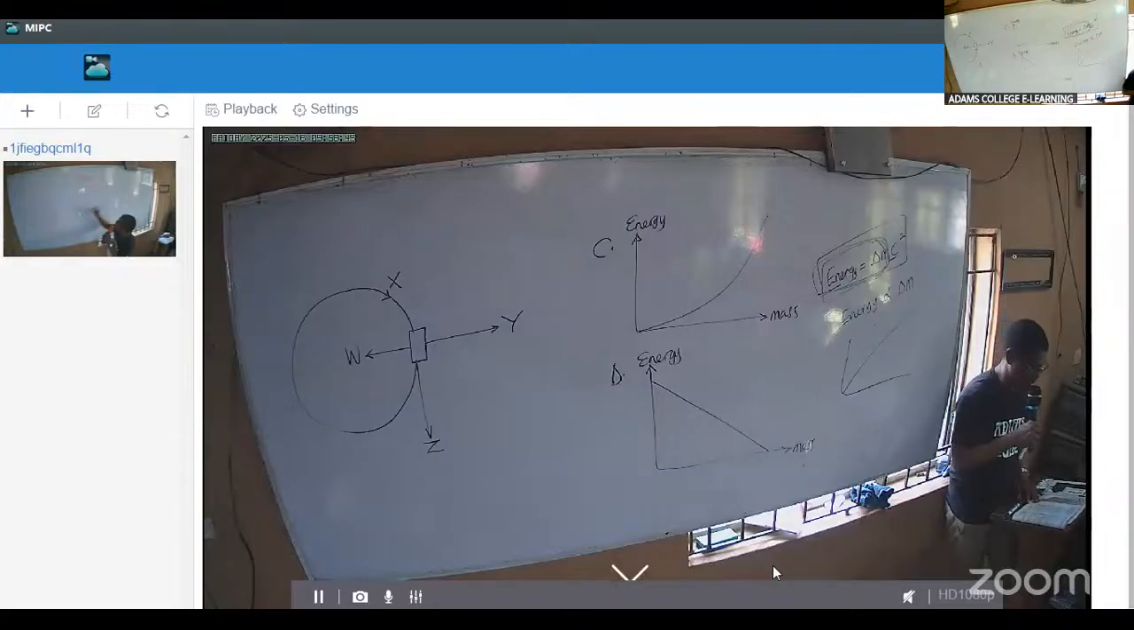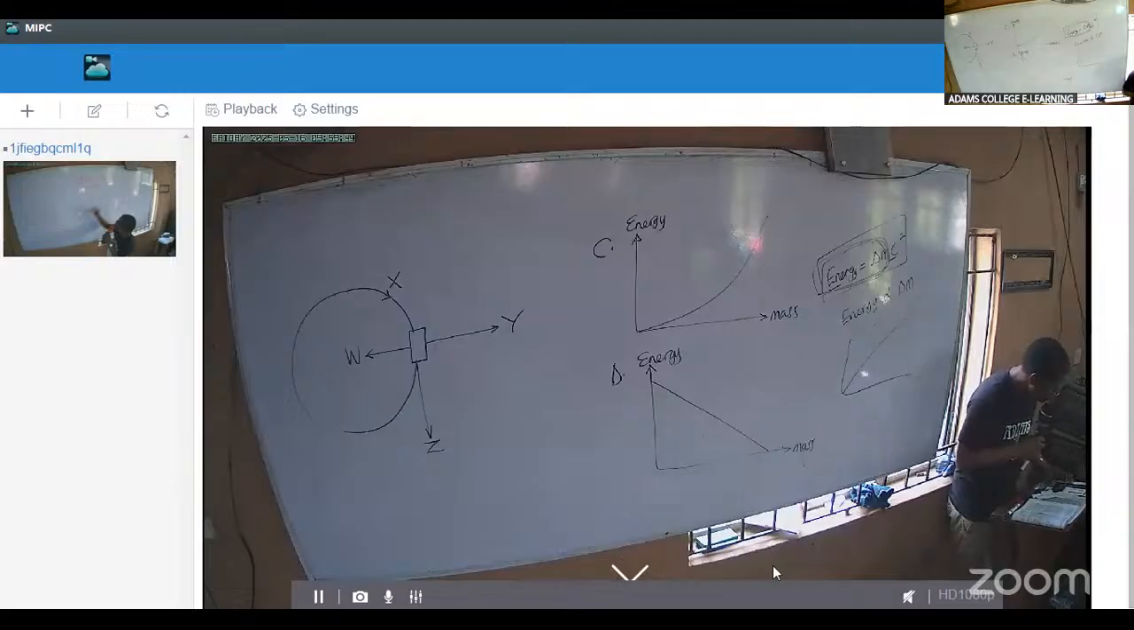Right. The diagram illustrates an object moving in a circular path at constant speed. Full stop.